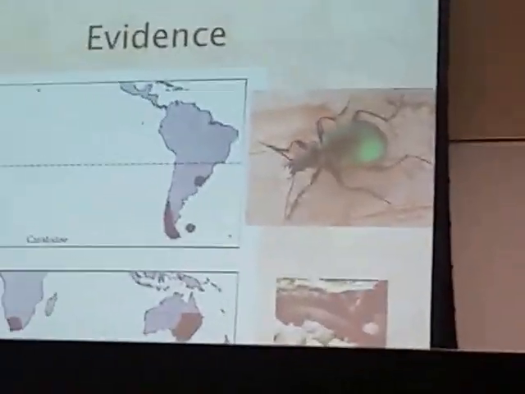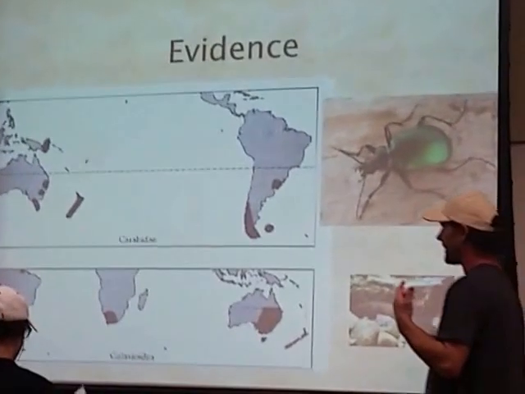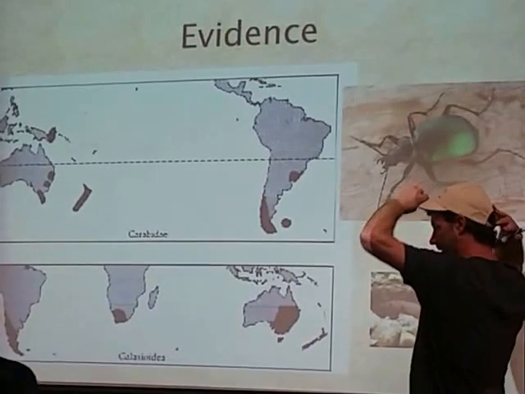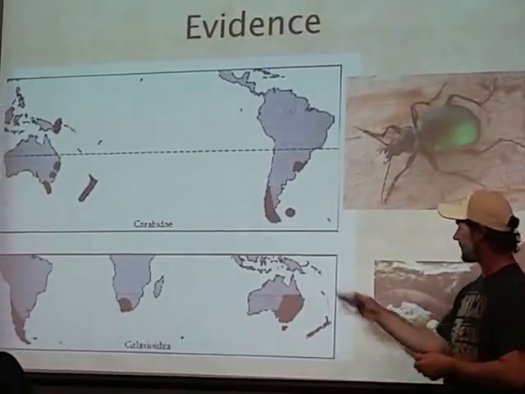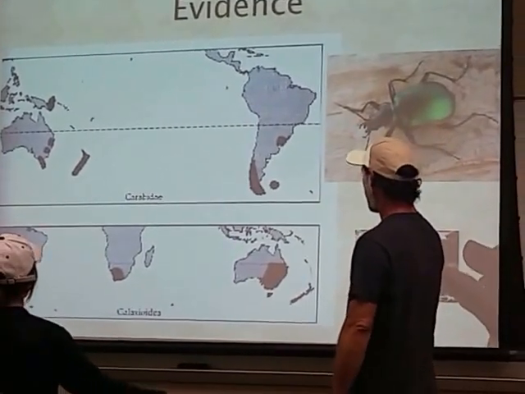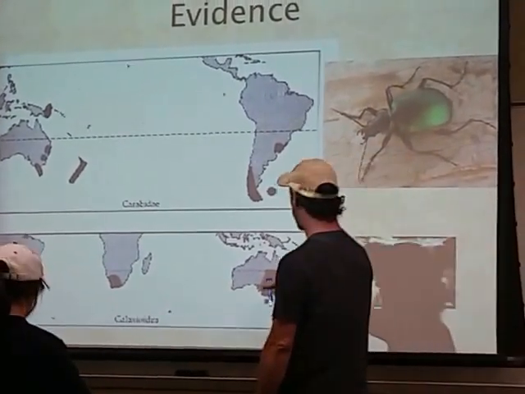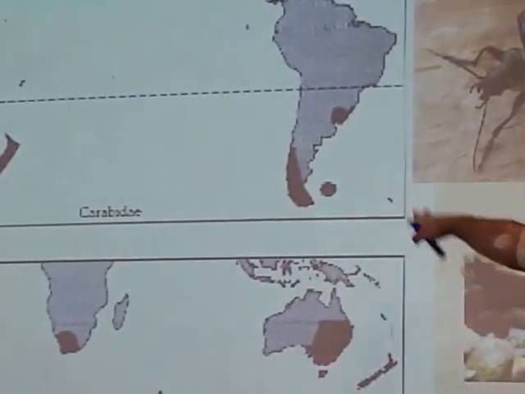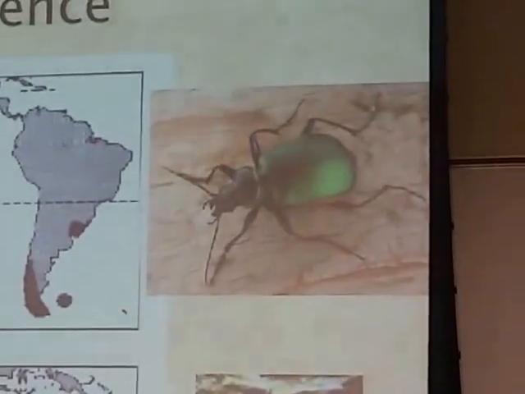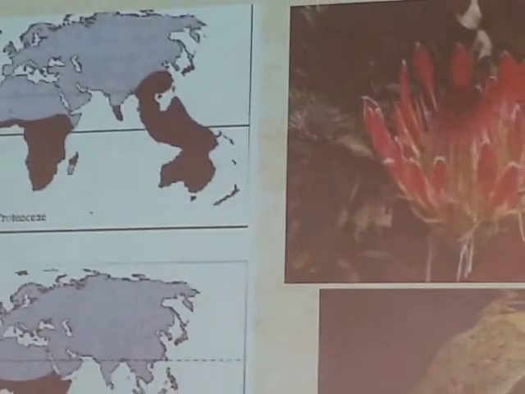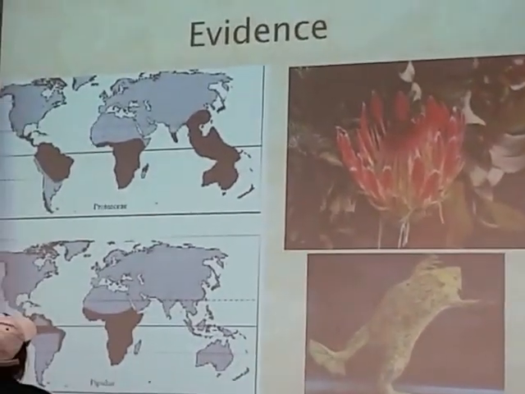Okay, so some of the geographic evidence. You have a lot of species that have either a southern distribution or a northern distribution. We'll look at these southern ones first. The galaxoids are a type of fish that occur in southern Australia, southern South America, and southern Africa. The carabidales show a similar pattern. There are plant examples, there are animal examples.